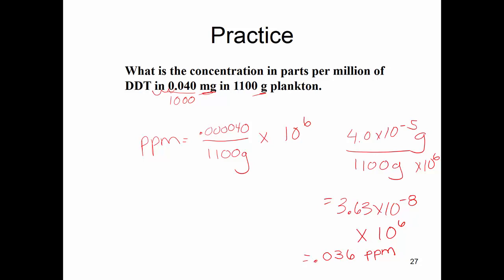So we just take grams over grams times a million, and that gives us parts per million. And we could do this for volume, milliliters over milliliters times 10 to the 6th. All right, I hope this helps.